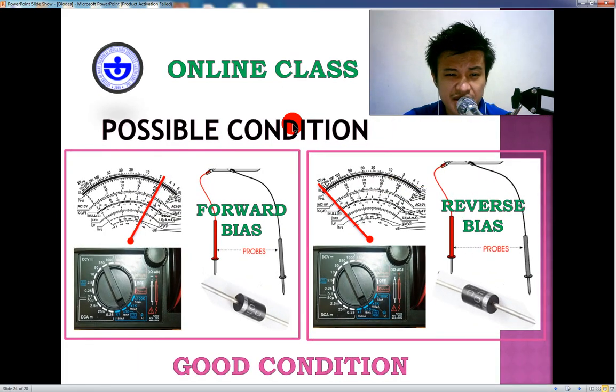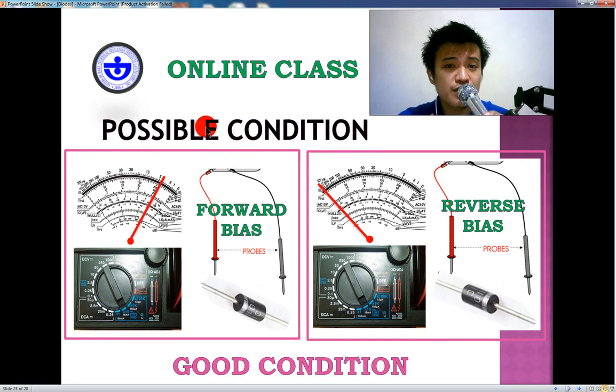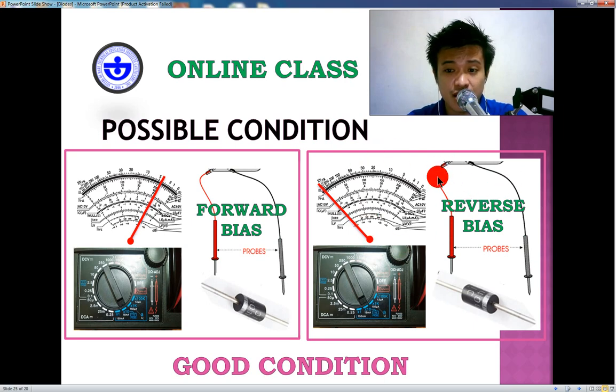So next. This is our illustration of the possible conditions of a diode. As I said, if the diode is in good condition during forward bias, this is the connection. Do not forget the illustration here should be positioned this way. The reading should look like this, more or less. Yes, the setting is times 10. In the reverse bias, the reading must be like this. The connection of your test probes towards your diode would be like this. Make sure, of course, to touch the test probe on the leg of your diode.